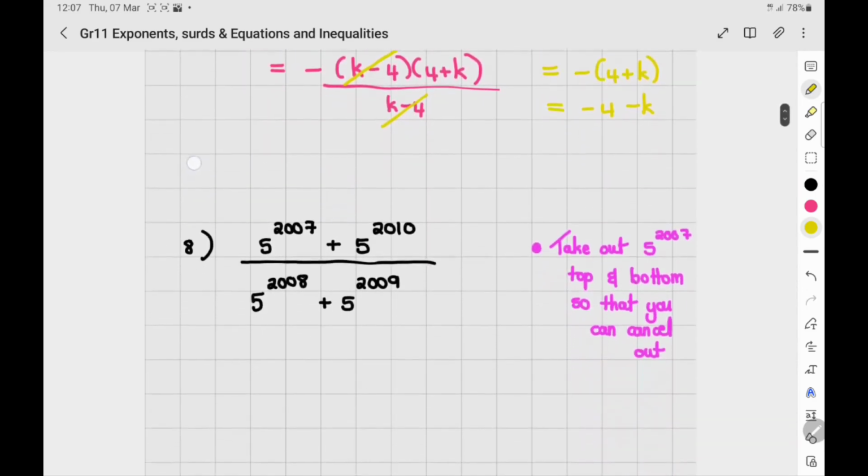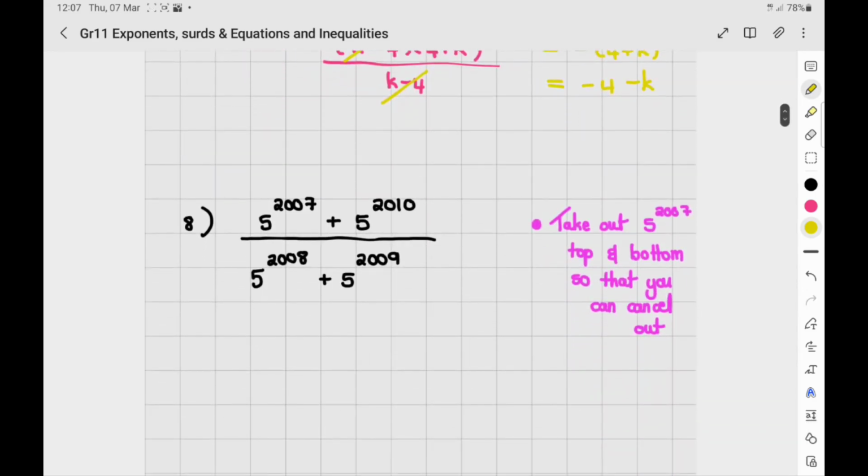All right, this is just an extra one. I'm not going to do it completely, but the lowest common denominator that you can take out both upstairs and downstairs is 5 to the power 2007. So what is left? There's going to be 5 to the power of 1. No, sorry. There, I made a mistake. Okay.